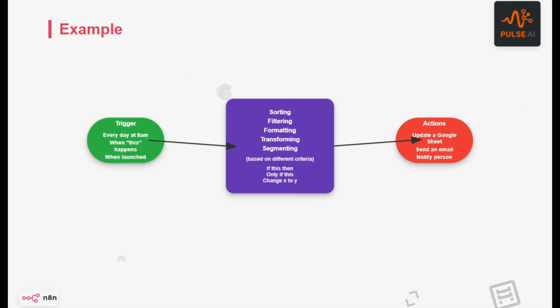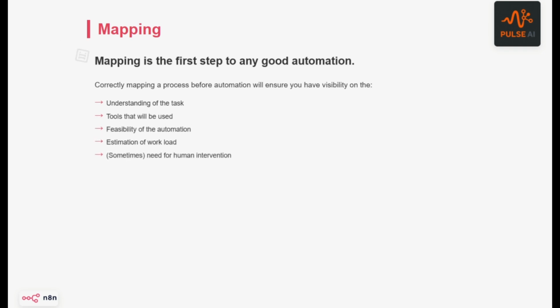Before starting any automation, you need to make sure that you are mapping it out. So when someone is going to come to you and ask, I would like to automate this task, or if you have an idea, I would like to automate this task, the first step that you're going to want to do is map it out. Correctly mapping out a process before building it is going to ensure that you have visibility on one, do you have an understanding of the task, of the predictable set of actions that the task represents? Two, it's going to give you more visibility on the different tools, apps, or actions that are going to be used. Three, it's going to give you more visibility on the feasibility.